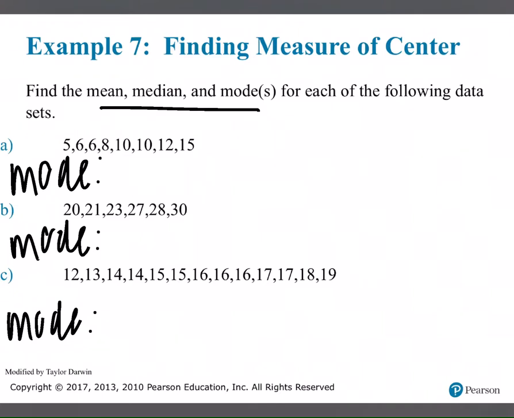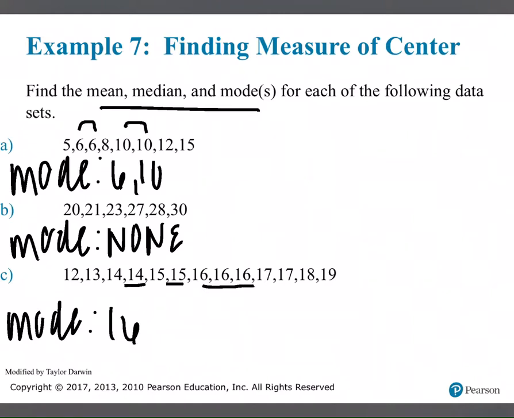So my mode on A is 6 and 10. My mode on B, I don't have any numbers. Well, hang on, let's go back to A. Because 6 and 10 happened the same frequency. They both happened twice. I have 2 modes. On B, because I have no numbers that repeat, I have no mode. And on C, I've got a lot of numbers that repeat themselves, but the only one that repeats itself the most is 16.